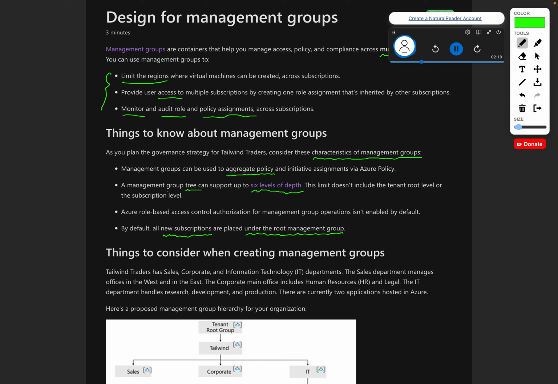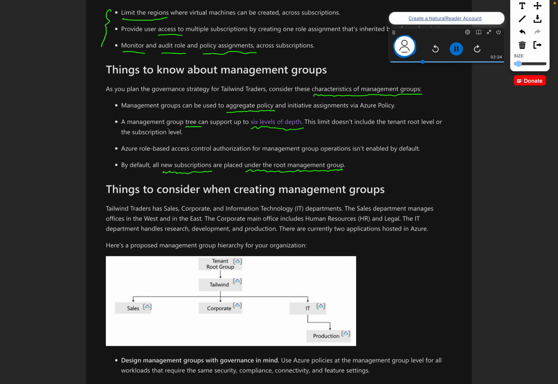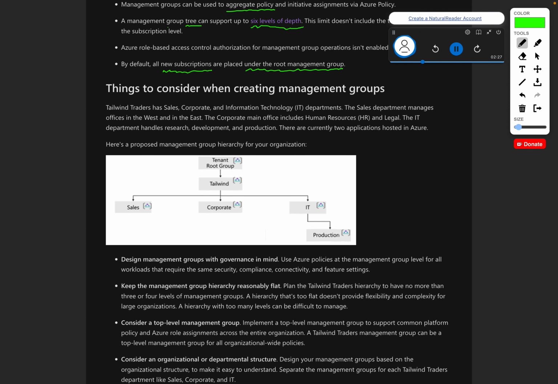Things to consider when creating management groups. Tailwind Traders has sales, corporate, and information technology departments. The sales department manages offices in the West and in the East. The corporate main office includes human resources, and legal. The IT department handles research, development, and production. There are currently 2 applications hosted in Azure.